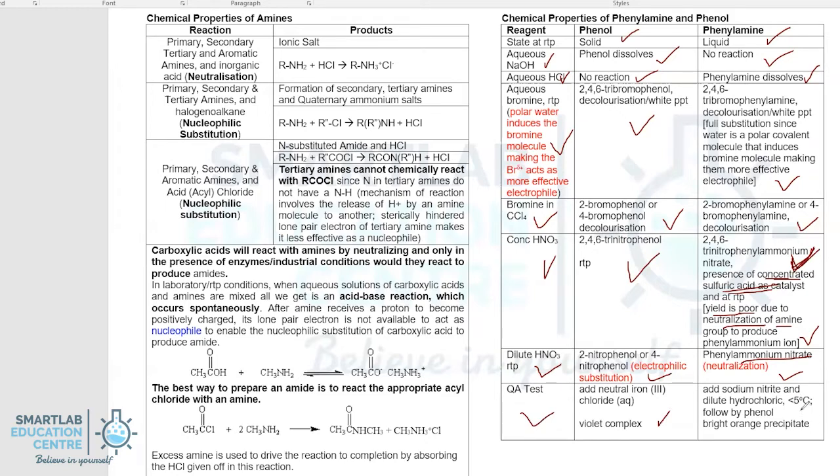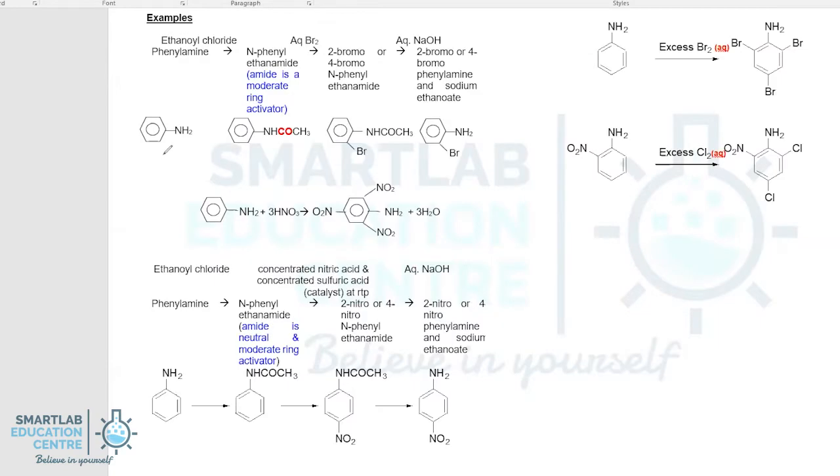But in the case of phenylamine, you add sodium nitrite in the presence of dilute hydrochloric acid, less than 5 degrees, followed by phenol to get a bright orange precipitate. This is another reaction that involves starting with phenylamine, reacting with acid chloride to produce your N-phenyl ethanamide. So this is ethanamide, and phenyl is because the phenyl group is bonded to the N. So therefore, it is N-phenyl ethanamide.